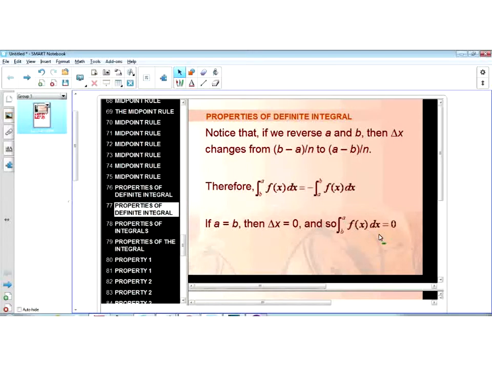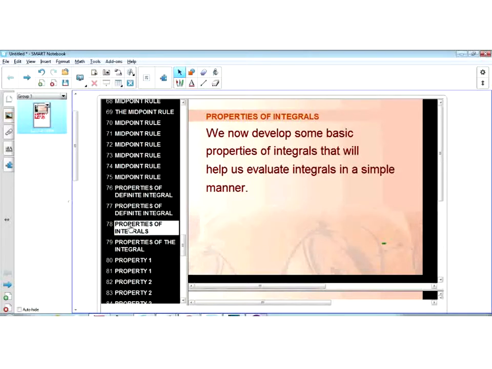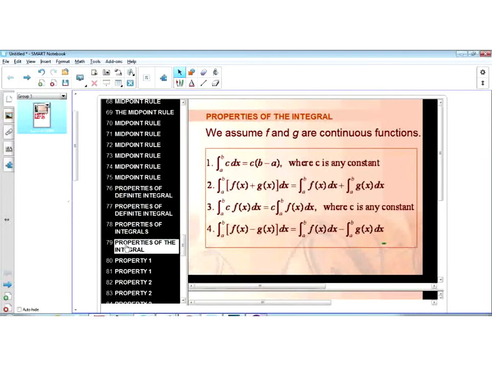If a equals b, of course, then the width of your rectangle is 0, so you have no height, and so your definite integral goes to 0. So these are two important properties that we'll use quite heavily later on in this chapter. Okay, so properties of the integral. Very important stuff here.